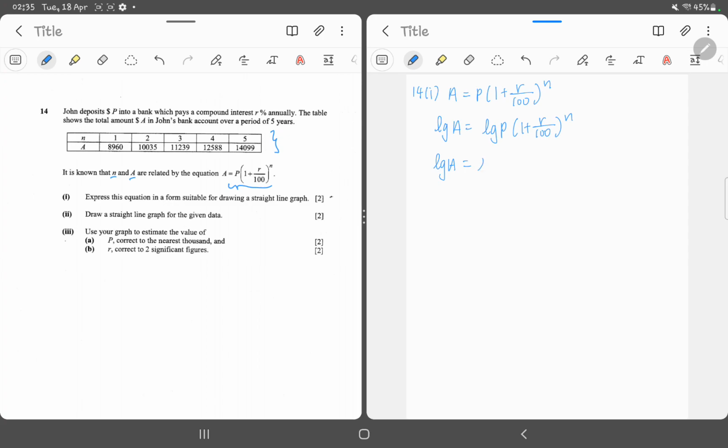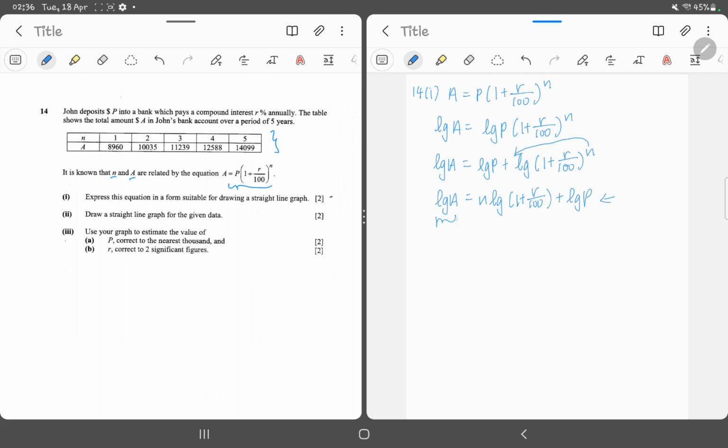So this is LG P plus LG, bracket 1 plus R over 100, bracket whole thing to the power of N. Now using the power law, we can bring down the N over here. So LGA is equals to N LG 1 plus R over 100 plus LGP. Okay, and this equation will be suitable for drawing a straight line graph. So you will get the full 2 marks when you get this equation over here.